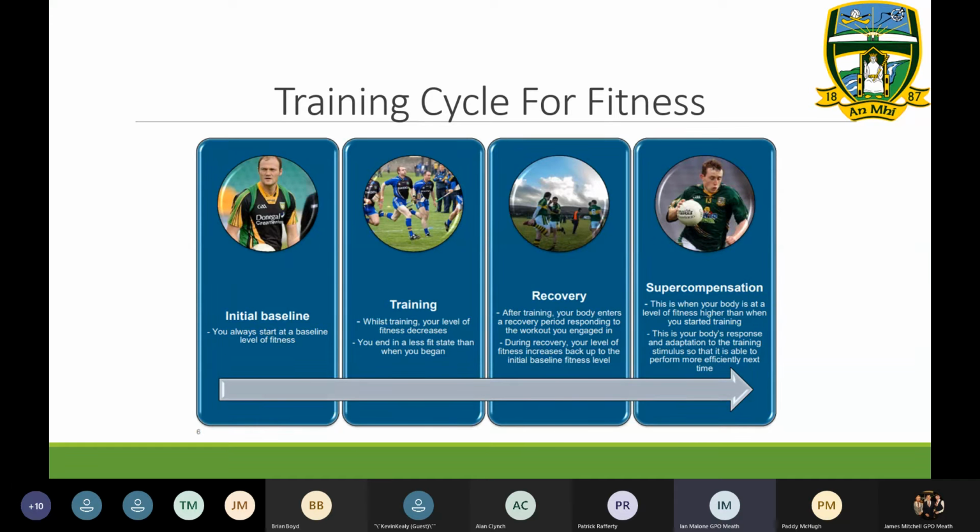The next step is taking part in your actual training or your game. While you're training, your level of fitness actually decreases as you go on. By the time you hit the end of your training, you should be in a less fit state than when you began. So that's the second step.